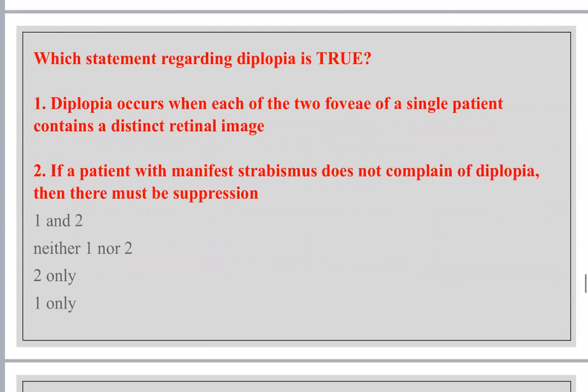Which statement regarding diplopia is true? Diplopia occurs when each of the 2 foveae of a single patient contains a distinct retinal image. No, this is called confusion. This is the definition of confusion, not diplopia. If a patient with a manifest strabismus doesn't complain of diplopia, then there must be suppression. No, there may be suppression and there may be anomalous retinal correspondence. As I told you in the introduction, the sensory adaptation to strabismus is either by suppression or ARC.